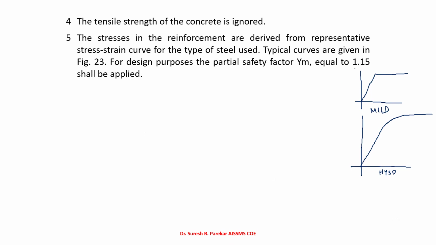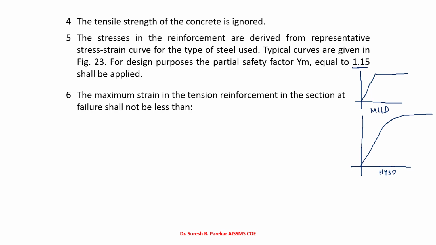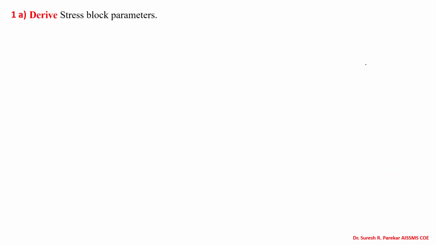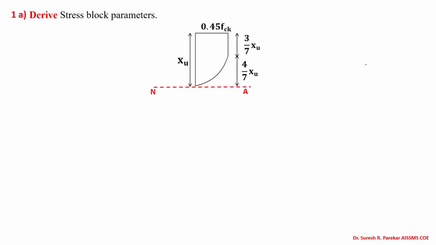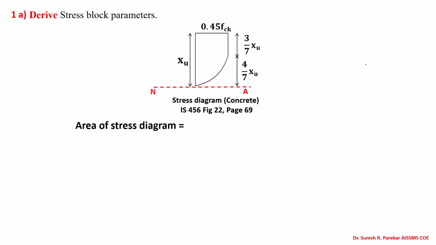And we have partial safety factor as 1.15. Then maximum strain in the tension reinforcement Fy upon 1.15 into Es. So these are the assumptions which are related with your limit state method. Derive stress block parameters. So actually this already we have seen.